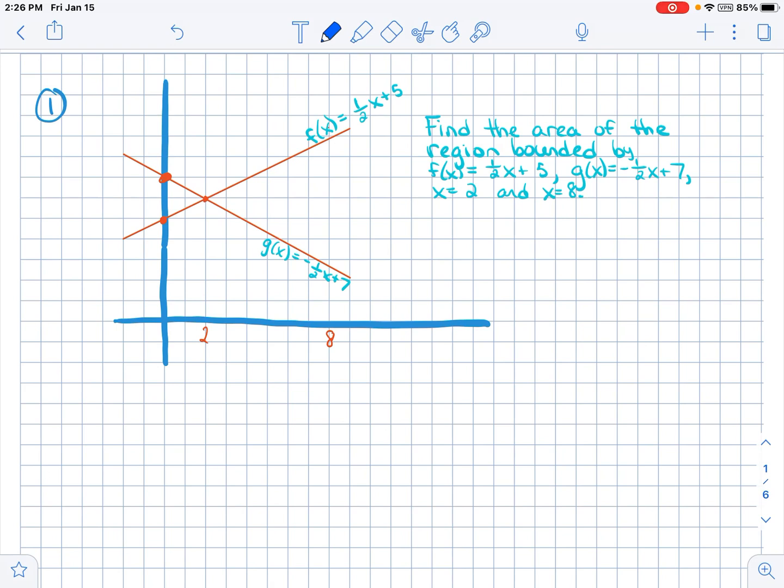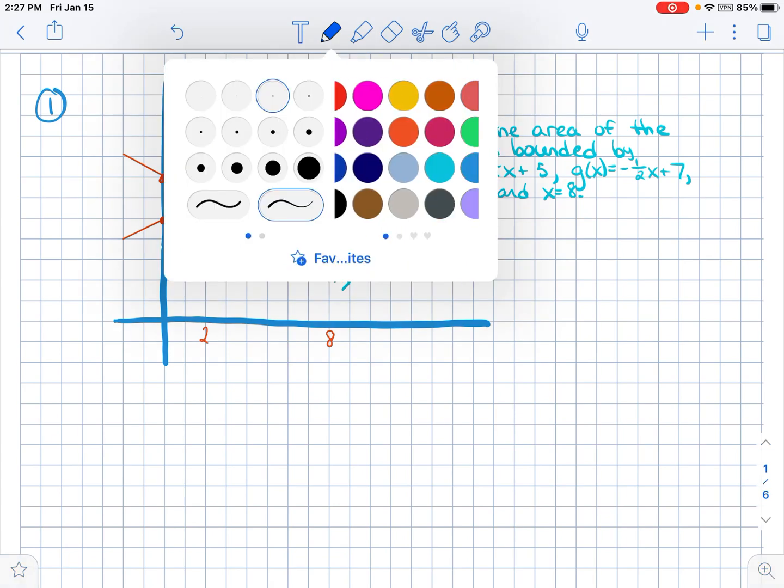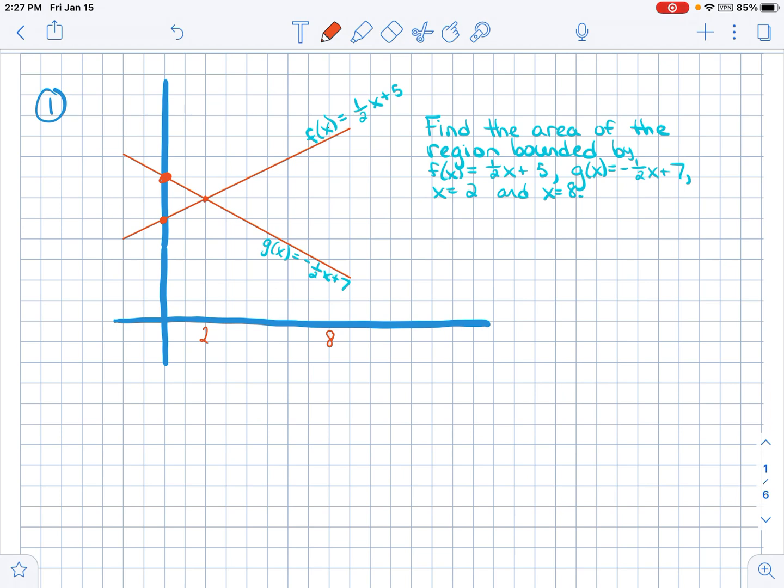Find the area of the region bounded by the function f of x, which is the equation 1/2 x plus 5, the function g of x, that's the equation negative 1/2 x plus 7, the equation x equals 2, and the equation x equals 8. So I've graphed the two linear functions, and now when it says between x equals 2 and x equals 8, we're talking about this is x equals 2, and this is x equals 8. So if we're looking for the region bounded by all four of those constraints, what we're talking about is this region right here.